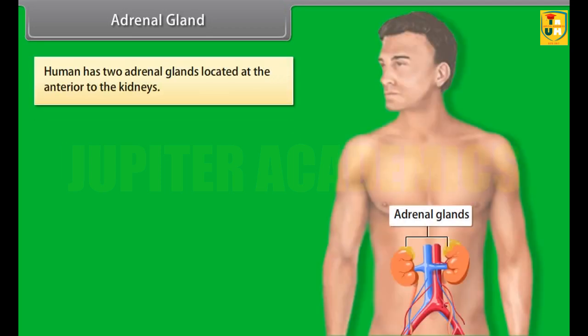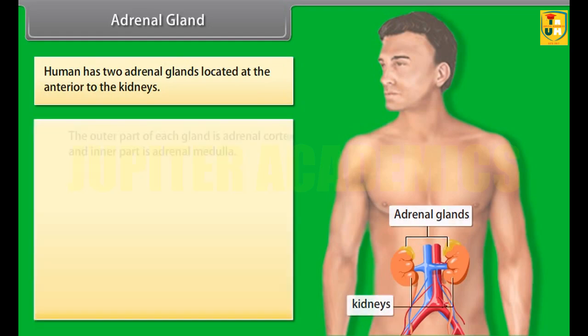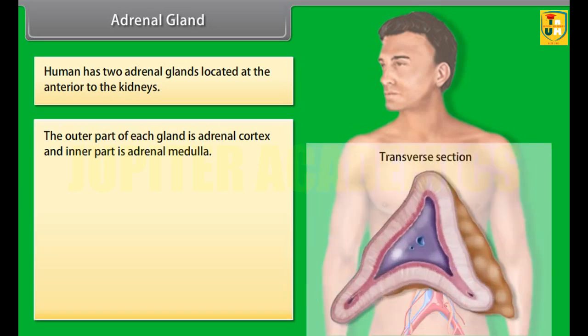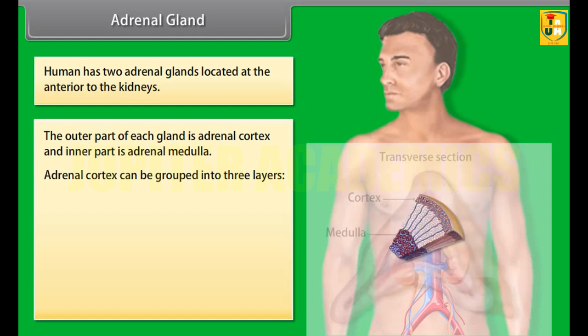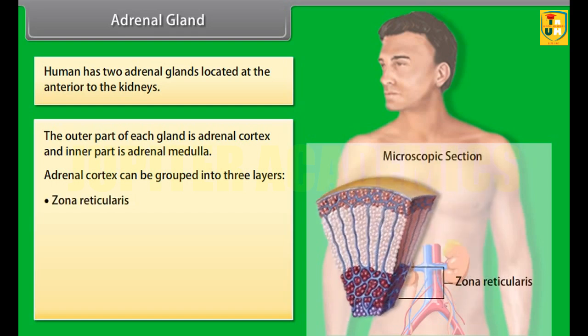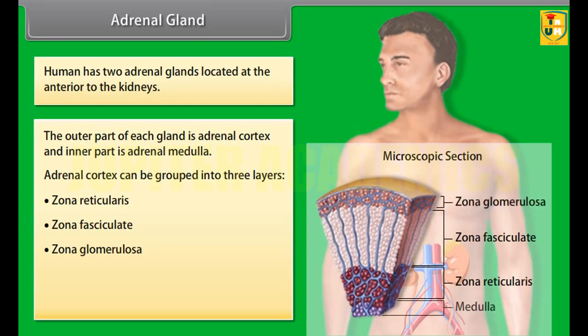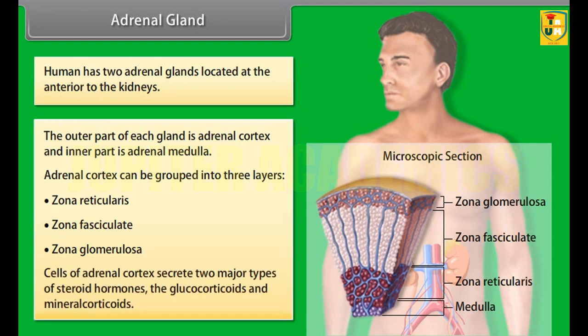Adrenal gland. Humans have 2 adrenal glands located anterior to the kidneys. The outer part of each gland is the adrenal cortex and the inner part is the adrenal medulla. The adrenal cortex can be grouped into 3 layers: zona reticularis, zona fasciculata, zona glomerulosa. Cells of the adrenal cortex secrete 2 major types of steroid hormones, the glucocorticoids and mineralocorticoids.